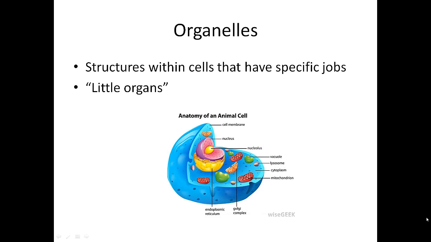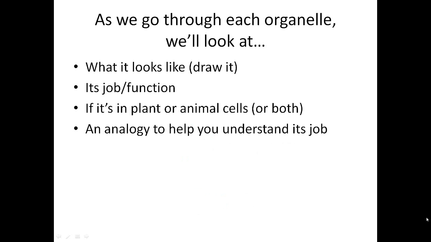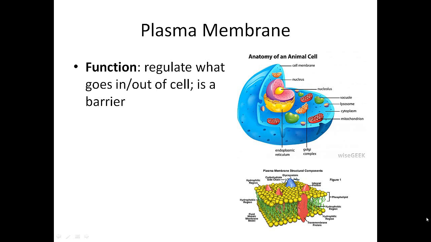I know you learned about these things before, however you might not remember them, so we're going to go through them again. As we go through each organelle, you have a chart to fill in. You're going to draw it very simply. Tell me what its job is, if you find it in plant, animal cells, or both, and then I'm going to help you create an analogy to help you understand what the job of that organelle is that you should fill in as well. First, the plasma membrane.